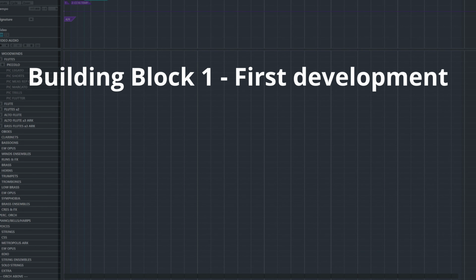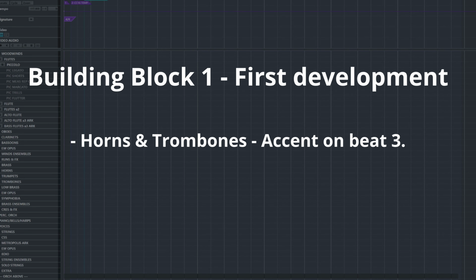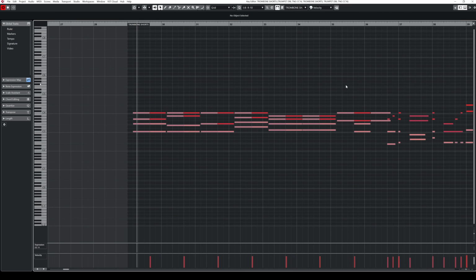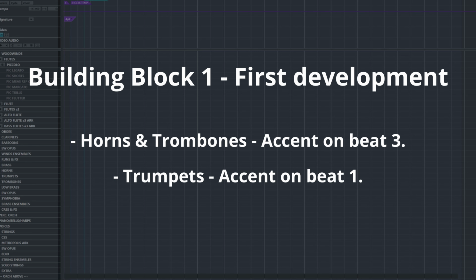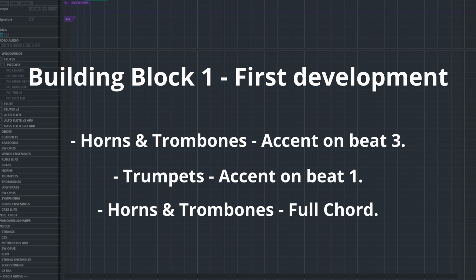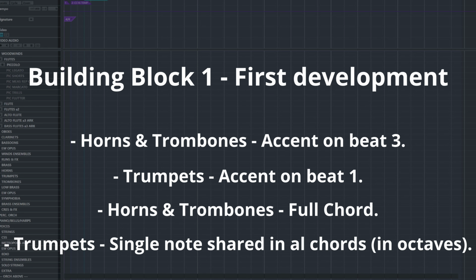The horns and trombones now have the rhythm displaced by one beat and play towards the third beat of the bar. The trumpets stay in the same place rhythmically, causing the two rhythms to overlap and create even more drive forward. The horns and trombones always play chord tones and the trumpets play a single note that is present in all the chords of this build-up.